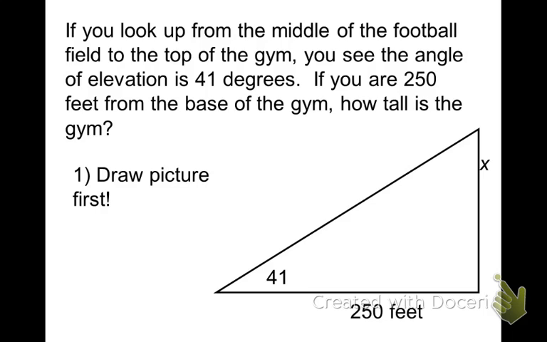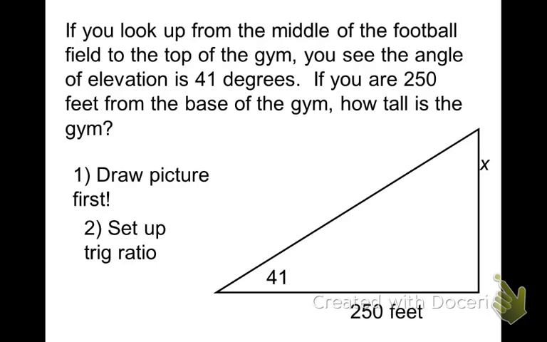So here we have our picture. We've got our gym right over here. We walked 250 feet this way. We took a measure of the angle of elevation going up. It's 41 degrees, and we want to know how tall is the gym. So what trig ratio do we use?